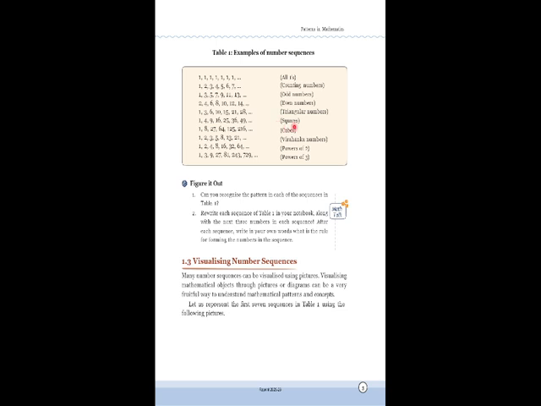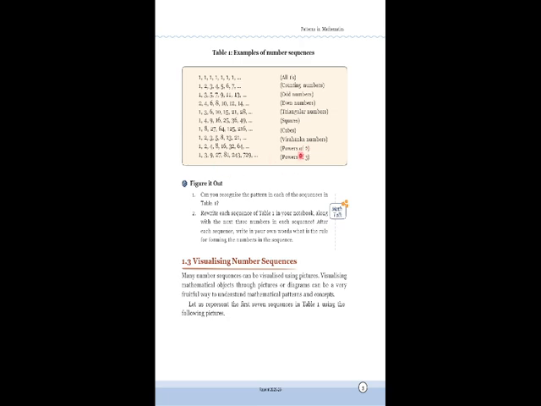Then we have the square numbers, 1, 4, 9, 16, 25, 36, 49 and so on. Next we have the cubes, like 1, 8, 27, 64, 125, 216 and so on. Then we have something called Virahanka numbers. There's 1, 2, 3, 5, 8, 13, 21. Now these are quite special numbers.